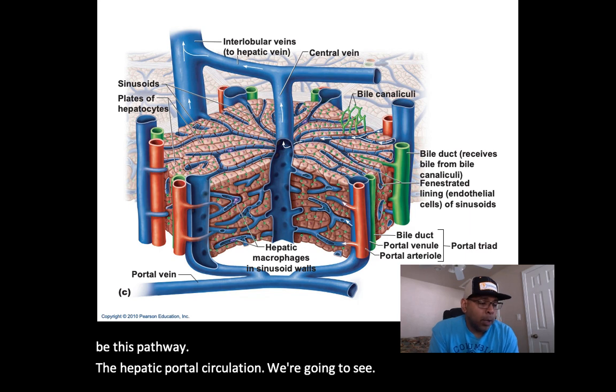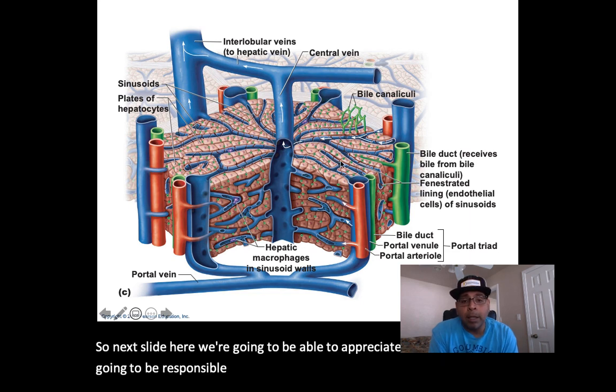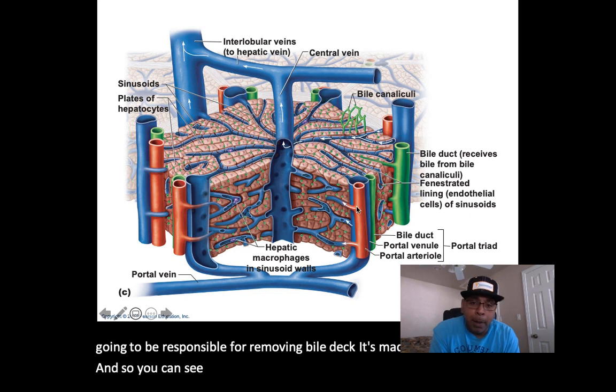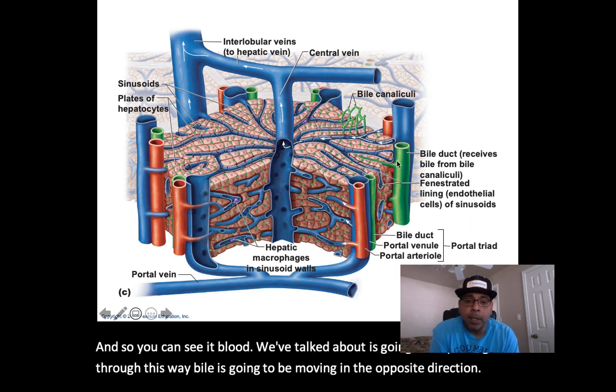Next, we're going to be able to appreciate the bile duct. The bile duct is going to be responsible for removing bile that gets made inside the liver. And so you can see here the blood we've talked about is going to be passing through this way. Bile is going to be moving in the opposite direction.